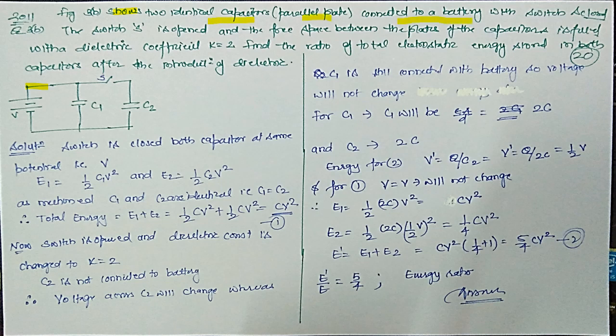to a battery with switch S closed. Okay, so initially this switch S is closed. The switch S is opened and the free space between the plates of the capacitor is filled with a dielectric coefficient of value k equal to 2. Now this is very important. Find the ratio of total electrostatic energy stored in both the capacitors after introduction of the dielectric.